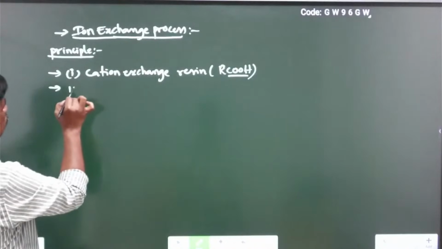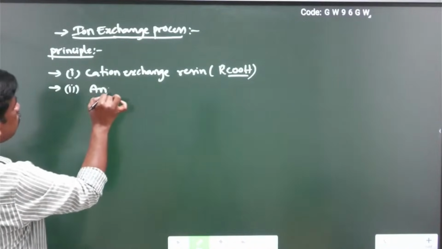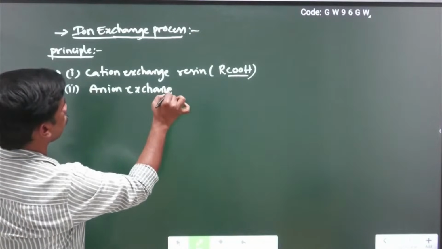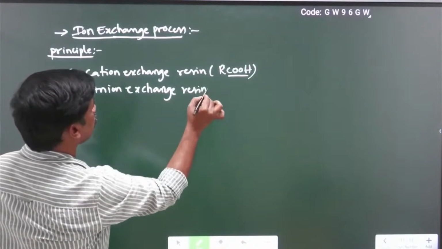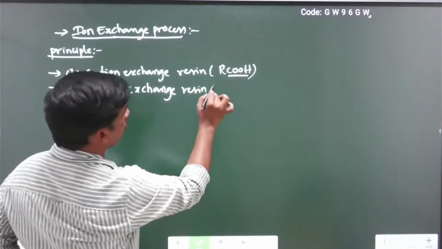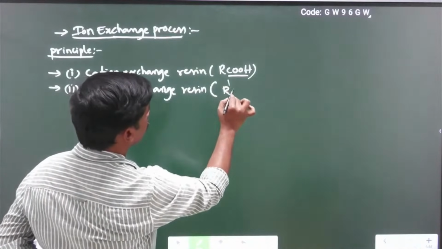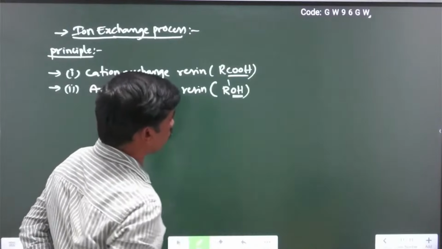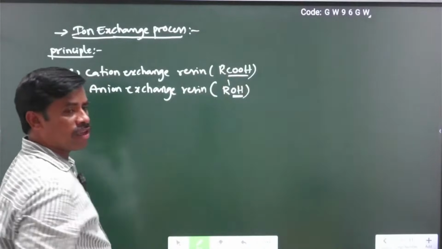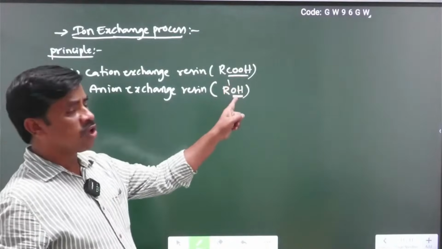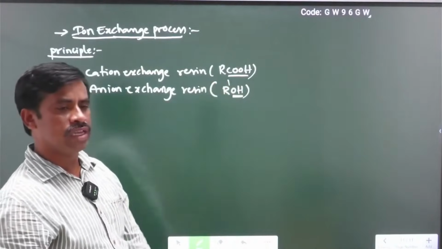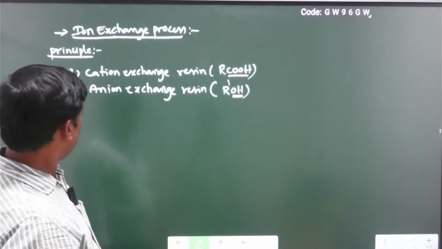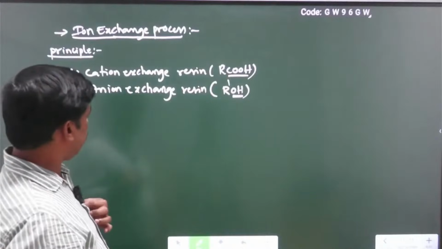And the second one is the anion exchange resin. This anion exchange resin can only exchange anions, R-OH. This is the hydroxy functional group, and the other is the carboxylic acid functional group. These functional groups can exchange hardness producing cations and anions from hard water.